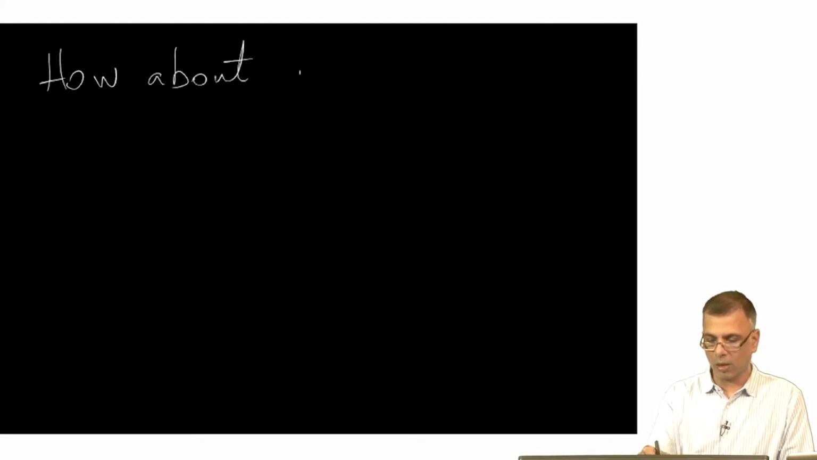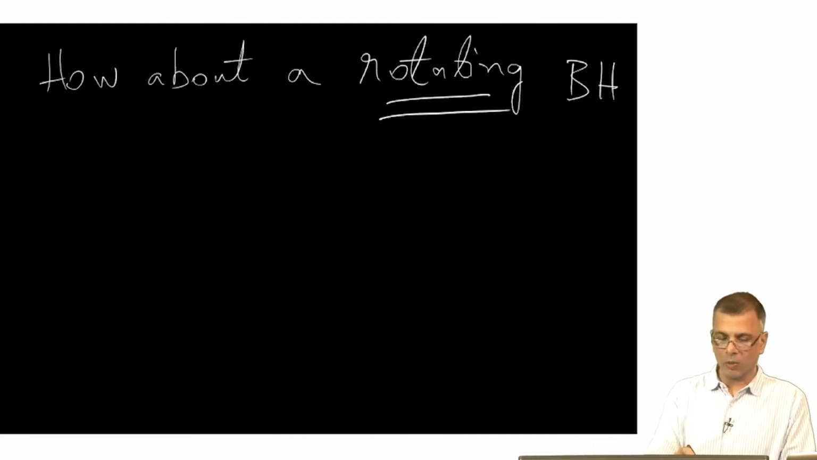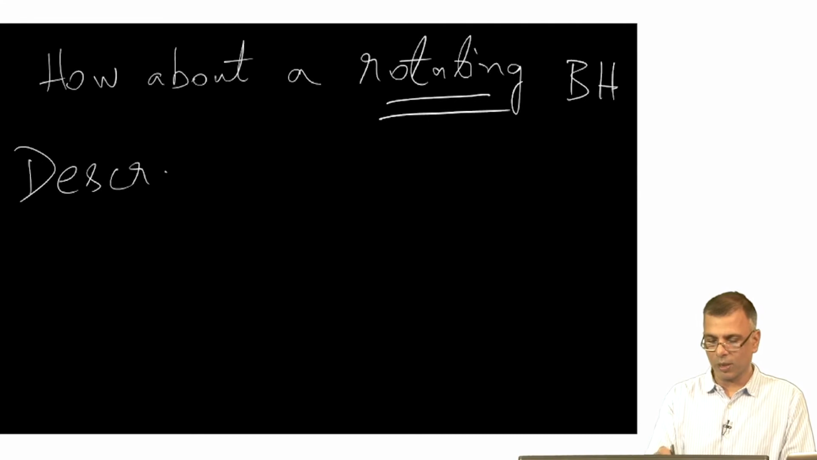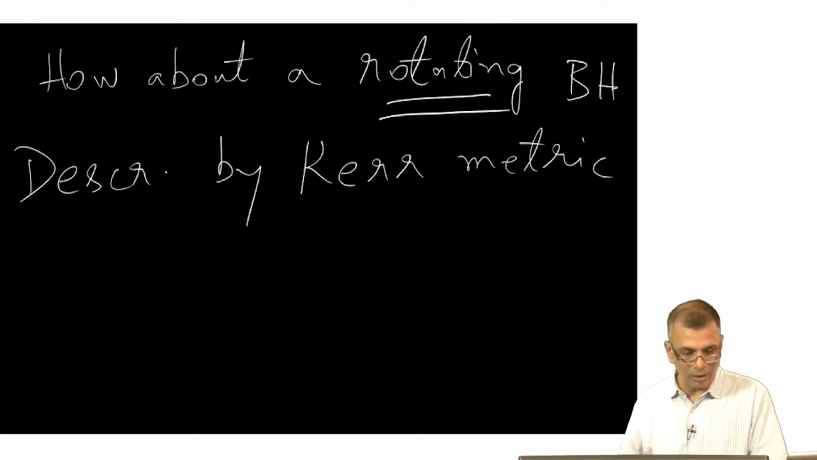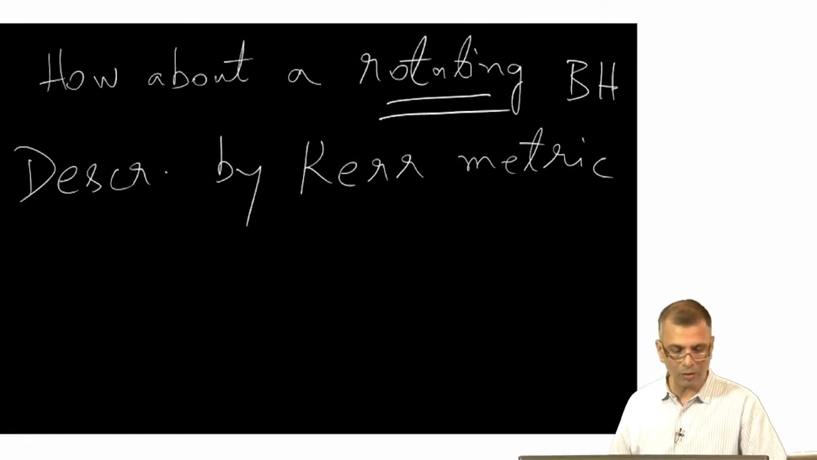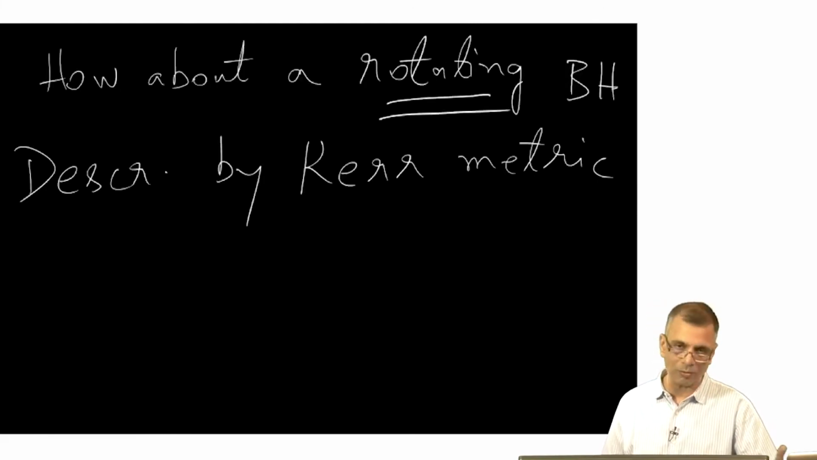How about a rotating black hole, which is generally described by the Kerr metric? In this case, generally there is no convenient parameter. This is what's called a pseudo-Newtonian potential. This would be the full Newtonian potential. This is a pseudo-Newtonian potential that approximates the metric around a Schwarzschild black hole. For a Kerr black hole, there are some pseudo-Newtonian potentials, but they're not that convenient. So there are people who have carried out full general relativistic calculations.